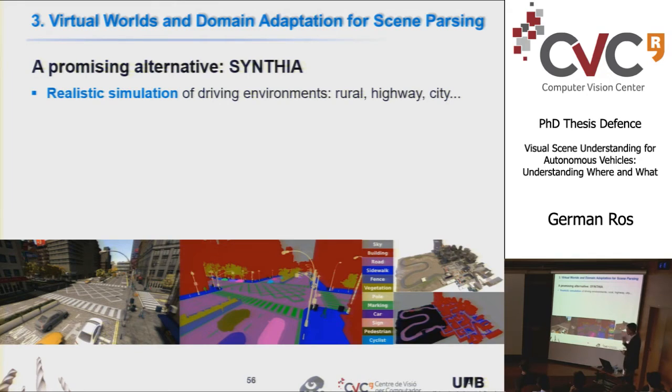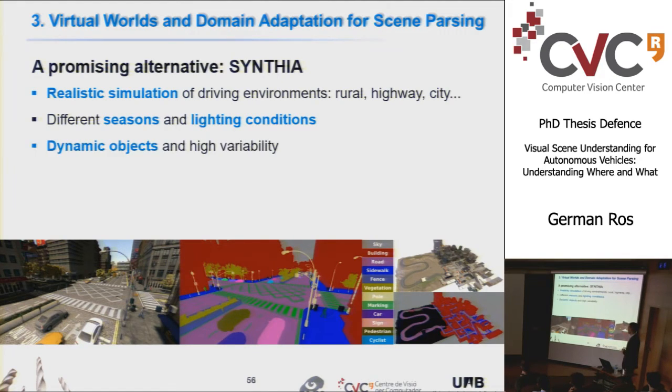Cynthia is a realistic simulation of driving environments. So we have different areas in Cynthia. We have rural scenes, highways, towns, cities, and so on. We also model different seasons and different lighting conditions, so dawn, night mode, and so on. We have many dynamic objects with high variability: pedestrians, cars, cyclists.